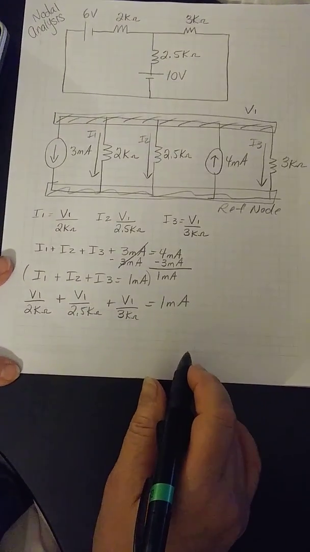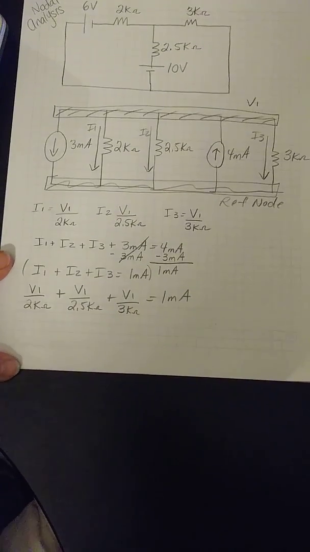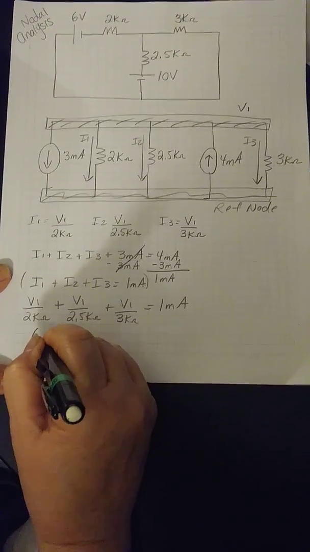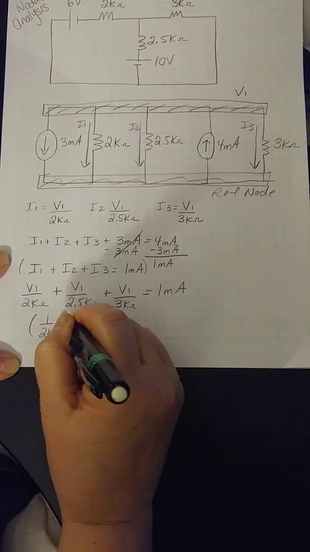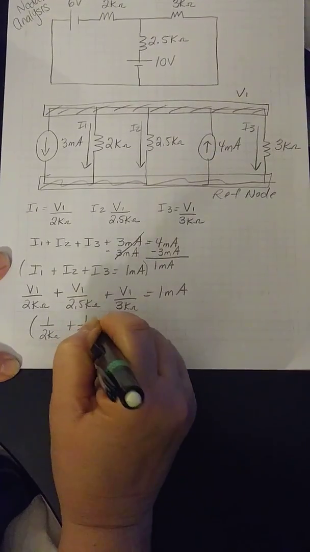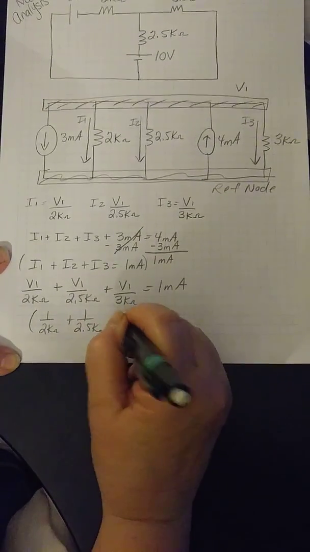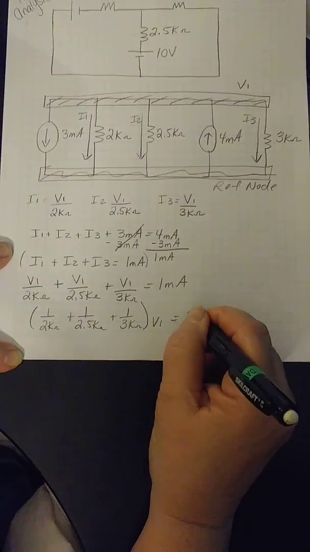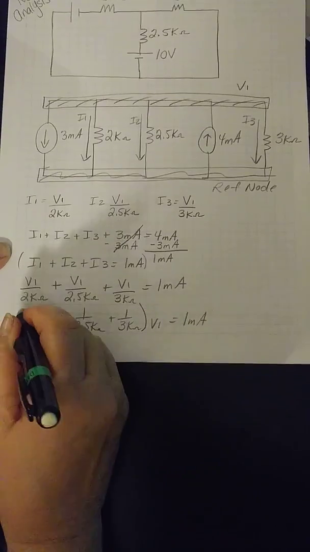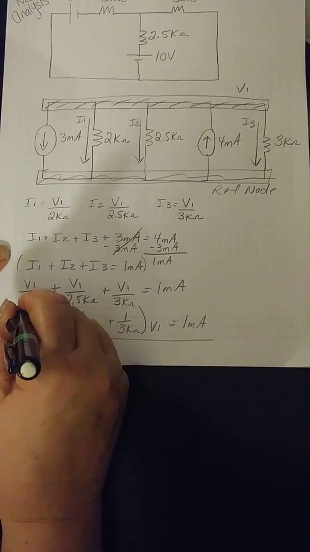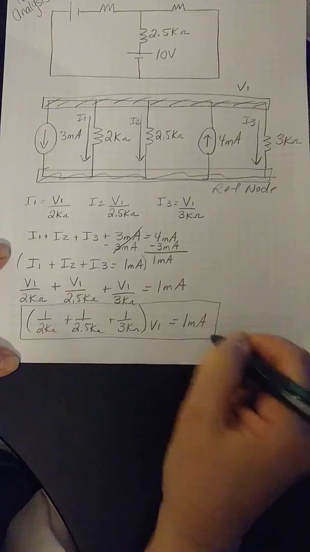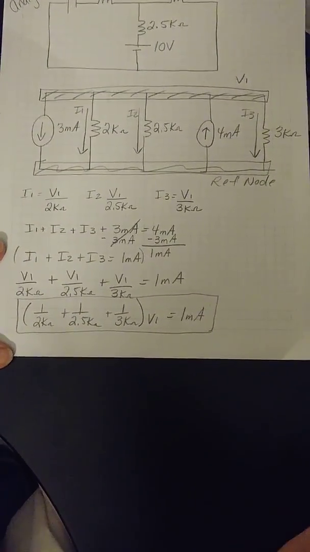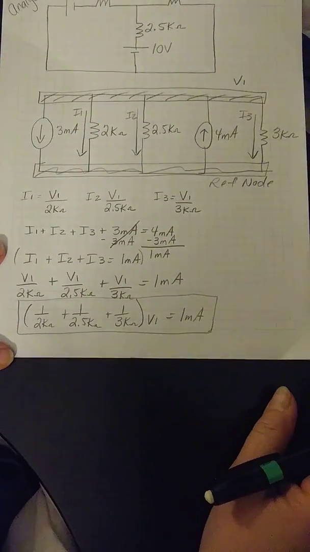Now we just put all the V1s together. If we had another node, we would put the V1s together and the V2s. There's only one node, so it's going to be 1 over 2K ohms plus 1 over 2.5K ohms plus 1 over 3K ohms, all of that times V1 equals 1 milliamp, and this is our one equation. Because there's only one equation, one unknown, we cannot put it into our calculator as simultaneous equations. We'll have to do this mathematically.